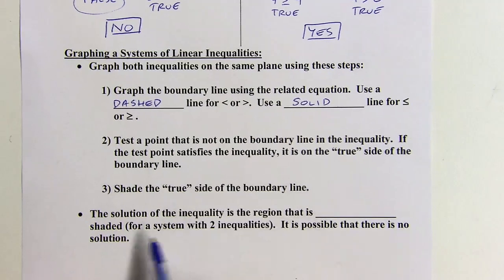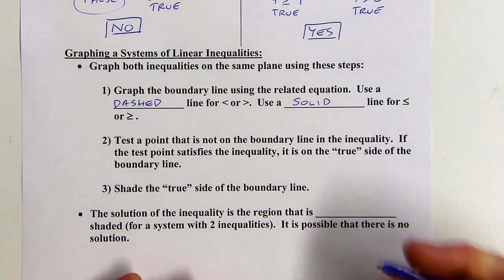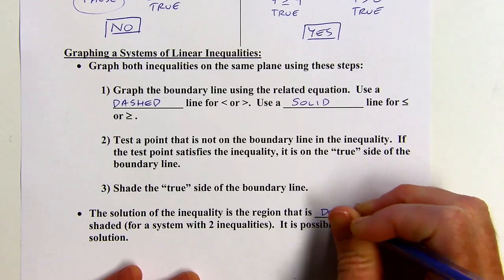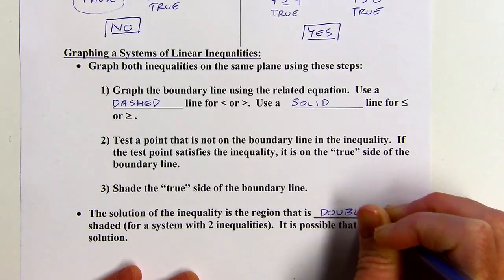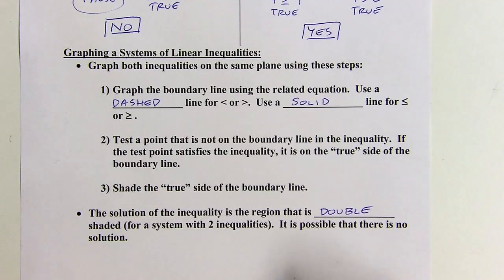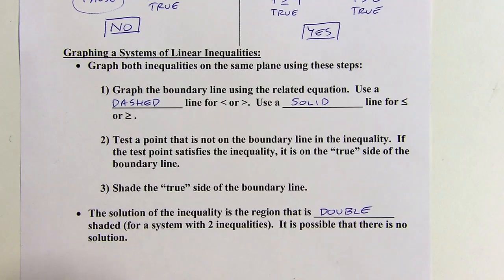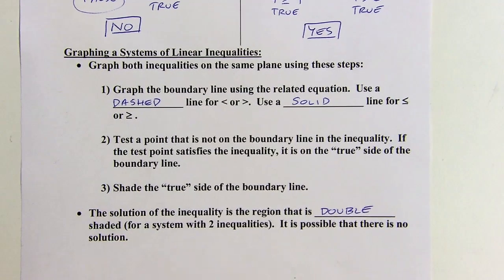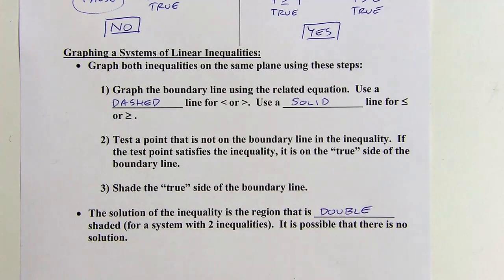So the solution of the system of inequalities is the region that is double shaded. That's assuming that we've got two linear inequalities. If you had 3 linear inequalities, then it would be the region that's triple shaded, or if you had 4, the part that's quadruple shaded. So the part that's shaded the most is going to be where the solution to the whole system is.